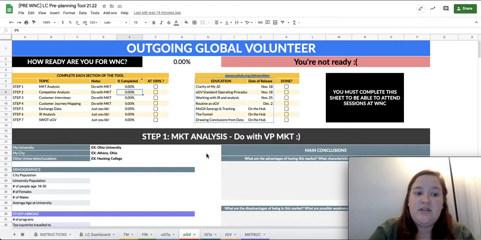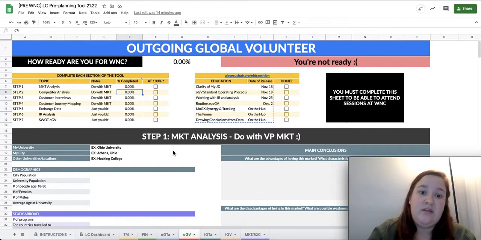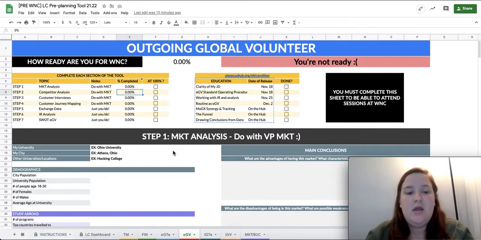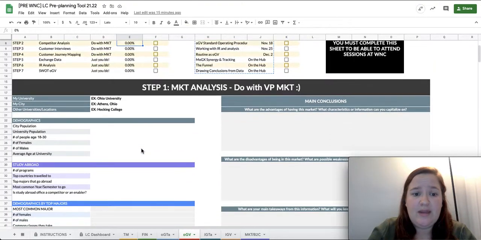For these first 4 sections, I'm going to go over very quickly. Marketing also receives them in their walkthrough video. And then the last 3 steps, which are the exchange data, the IR analysis, and the SWOT, are all what OGV and OGT do by themselves. The OGV tab and the OGT tab look incredibly similar, so don't worry if this says Global Volunteer at the moment. So the first step is the market analysis.